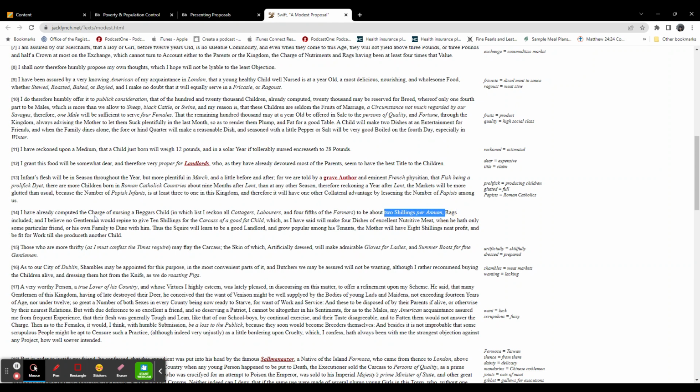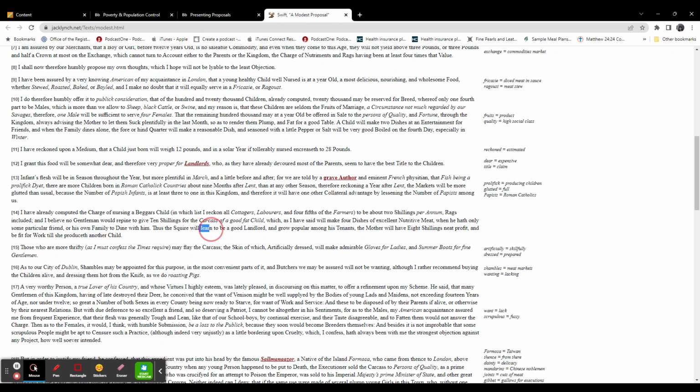So the charge will be 2 shillings per annum, rags included. I believe no gentleman would repine to give 10 shillings for the carcass of a good fat child, which, as I have said, will make 4 dishes of excellent nutritive meat when he hath only some particular friend or his own family to dine with.